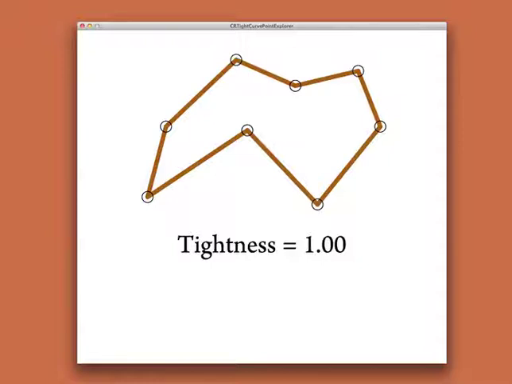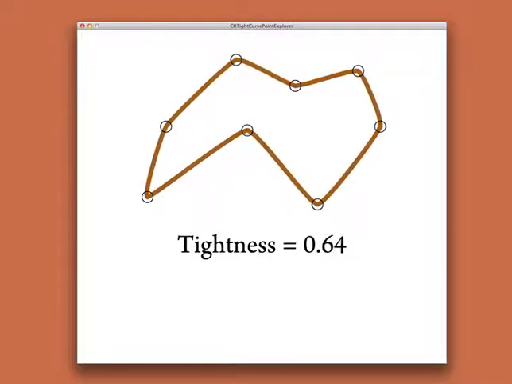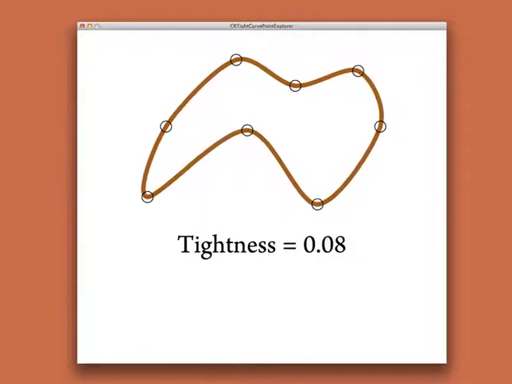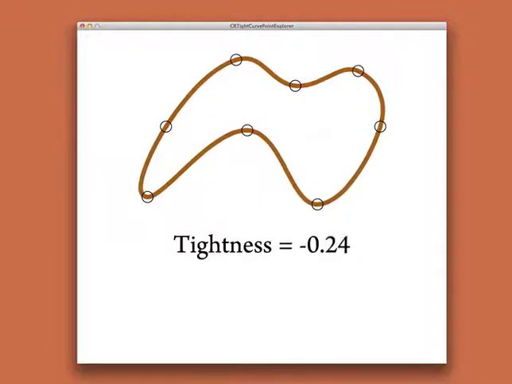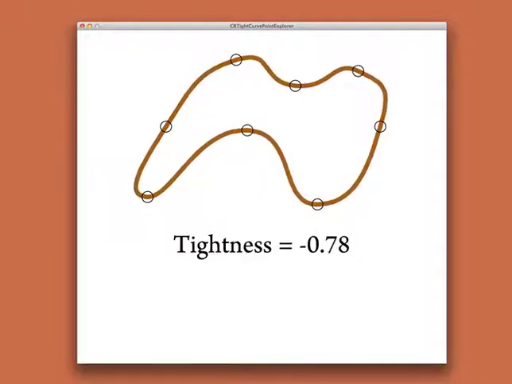I'll take the value of tightness now back down to 0, and we can see that the original loose shape of the curve is reappearing. Now I'll drive tightness negative. And notice that the curve looks like it's becoming kind of squarish. When we get to -1, it has a nice sort of squarish appearance.